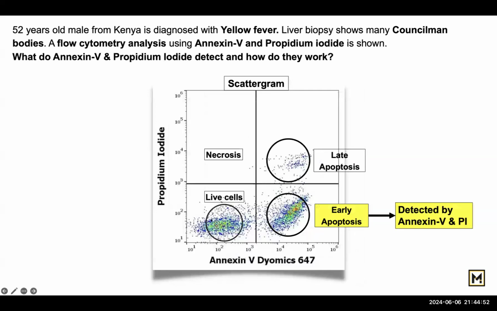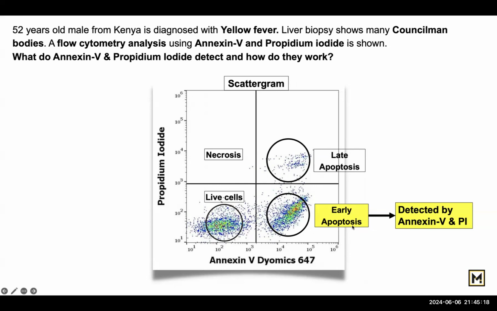So the left lower quadrant represents live cells. The left upper shows necrosis. The right lower shows early apoptosis, and that is what is detected by annexin V and propidium iodide. And the right upper is represented by late apoptosis. Now, this answers the first part of your question as to what they detect.